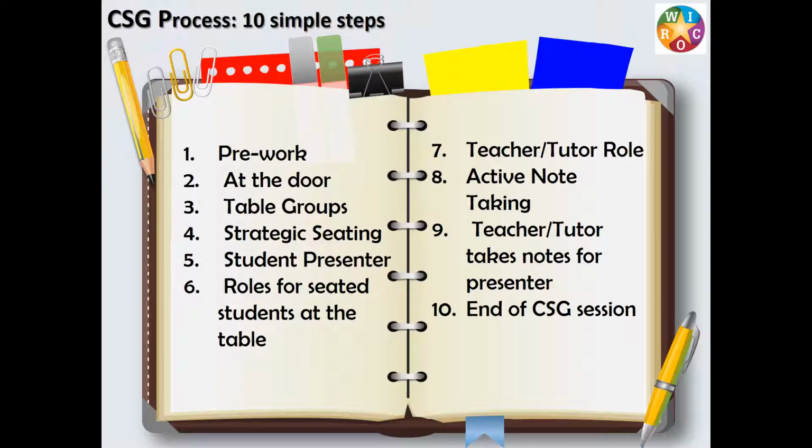Here's a quick review of the CSG process in 10 simple steps. Pre-work, at the door, table groups, strategic seating, student presenter, roles for seated students at the table, teacher, tutor role, active note-taking, teacher, tutor takes notes for a presenter, end of CSG lesson.